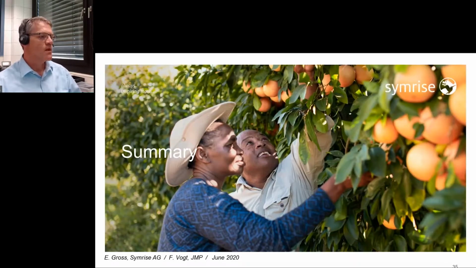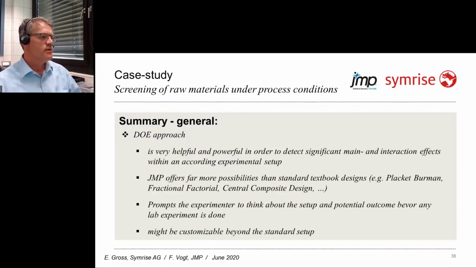So coming to the summary, the DOE approach was very helpful and powerful for us in order to detect the significant parameters at once in one step with an according experimental setup. And JMP offers far more possibilities than the definitive screening designs, like standard textbook designs, Plackett-Burman, fractional factorial, split-plot designs, central composite designs, and a lot more.